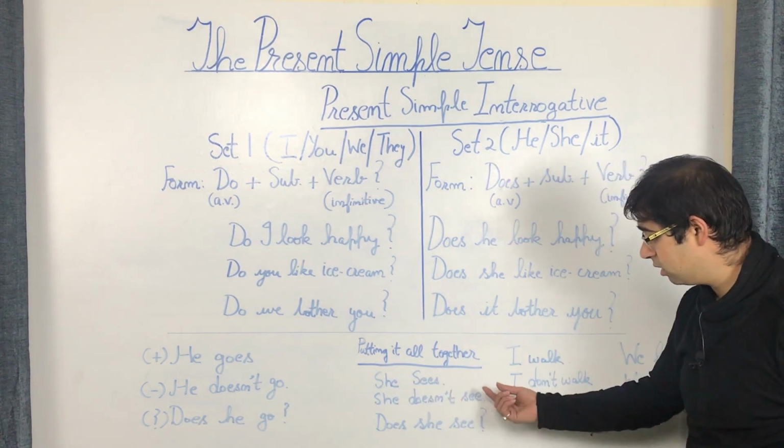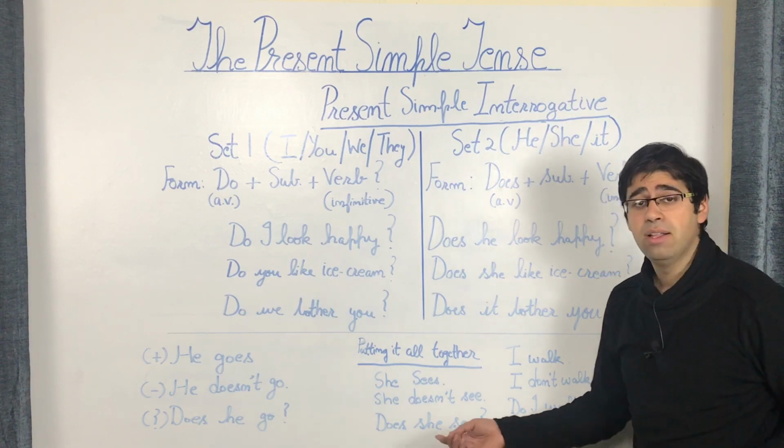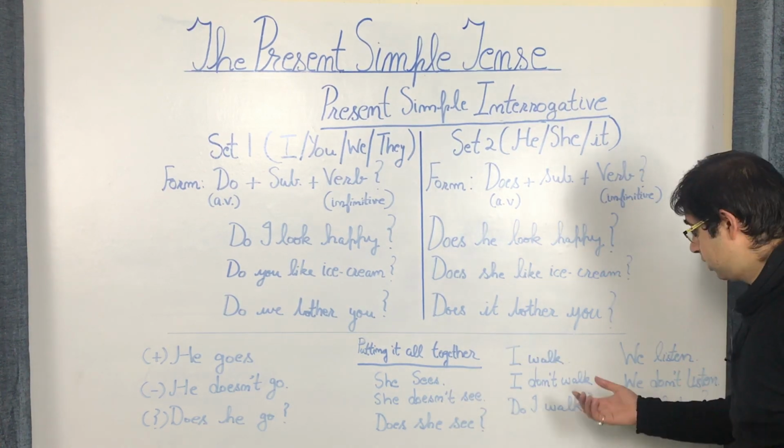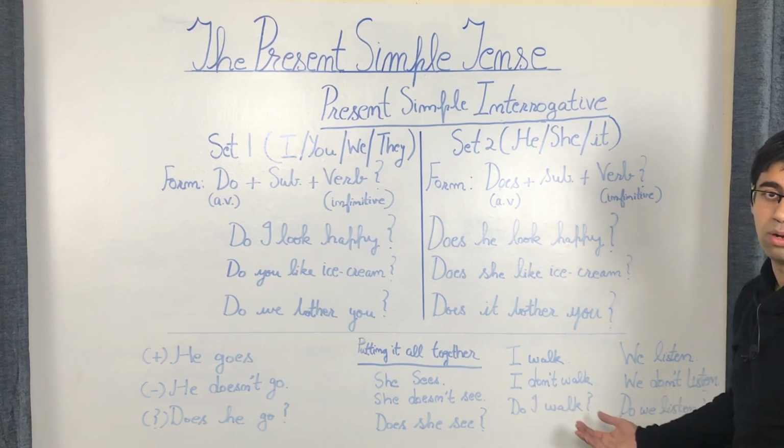Let's take another set of examples over here. We've got she sees, she doesn't see, and does she see? Finally, coming to some examples from set 1, we've got I walk, I don't walk, and do I walk?